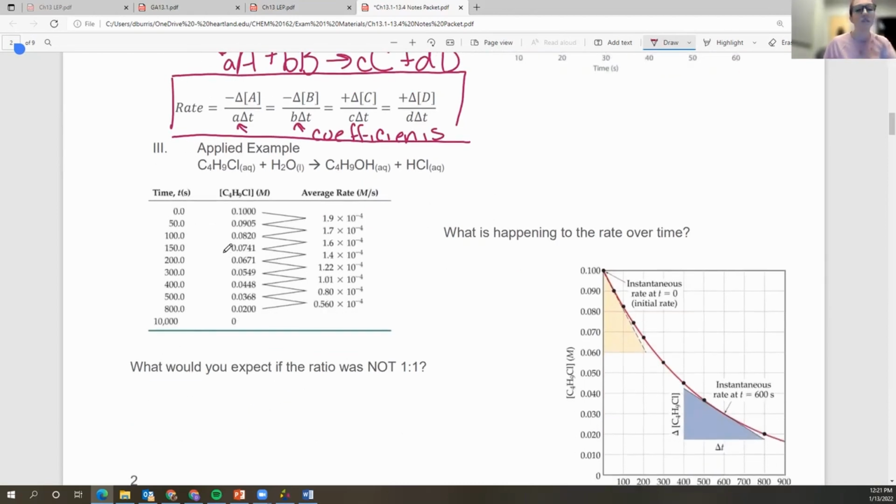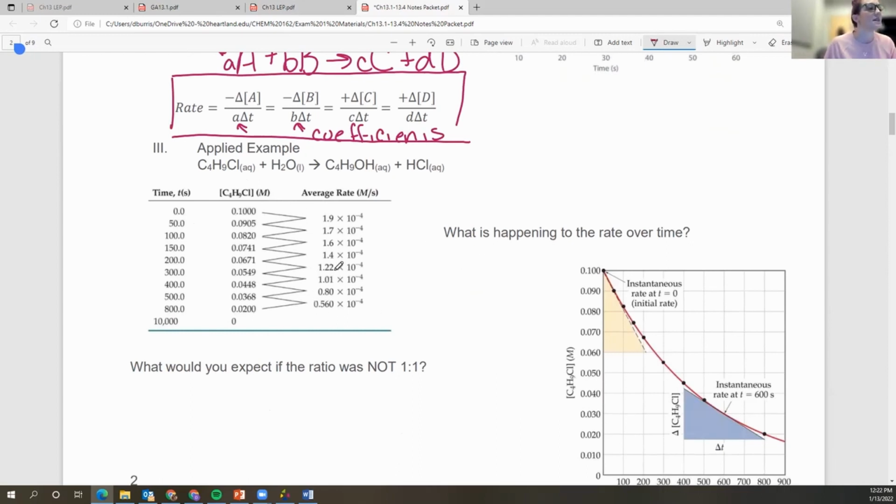Now, what I did in the lab is I did this reaction and I monitored the rate of disappearance of this reactant over time. So over time, the concentration went down, right? Which is what we would expect. And I found the rate for each 50 seconds. So the change in concentration over 50 seconds is this. And I did it as time went on.